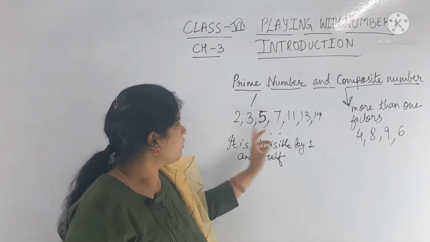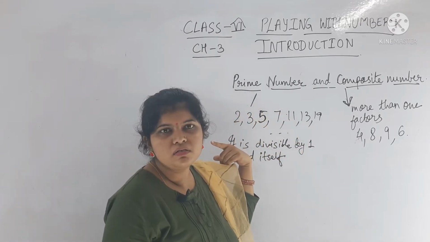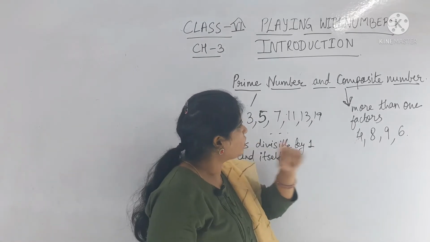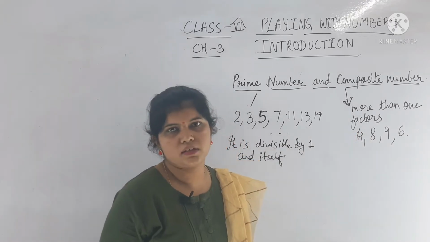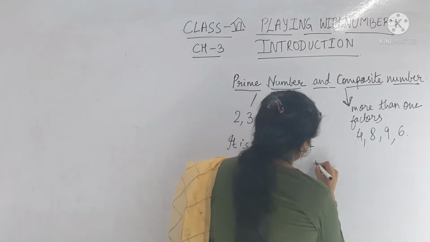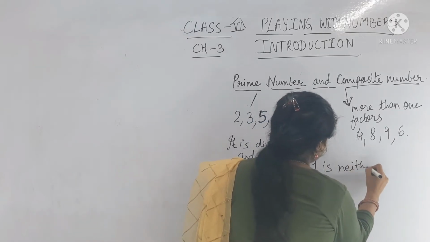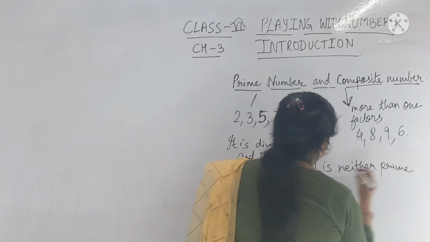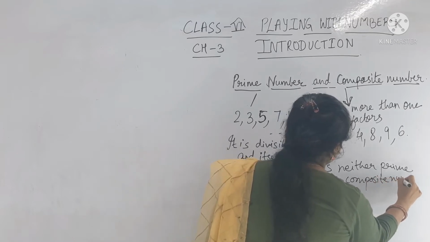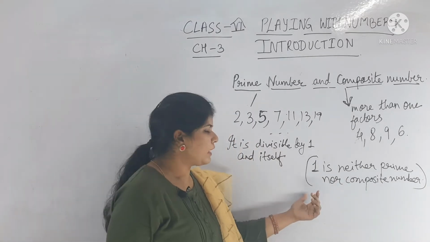Okay, see students, here we are left with 1. Can we say 1 is a prime number? 1 is not coming in any table. And a composite number means more than 1 factor, so 1 has no such factors. 1 is not coming in any table. Okay, so this is the important point, 1 is neither prime nor composite number, right? So this is a very important point, you can note it.